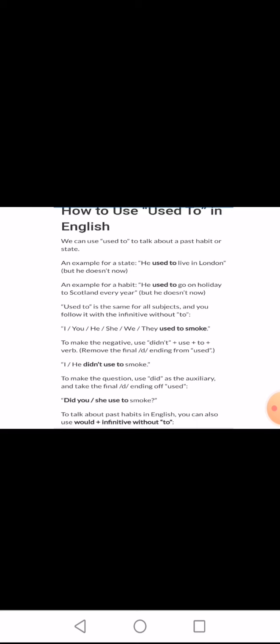Also, if I want to talk about habits in the past, you should use would. نقدر نستخدم would مع ال plus verb مع ال to. Habits in the past plus would plus base form without to. Now being used to plus ing: doing, helping, anything, verb plus ing.